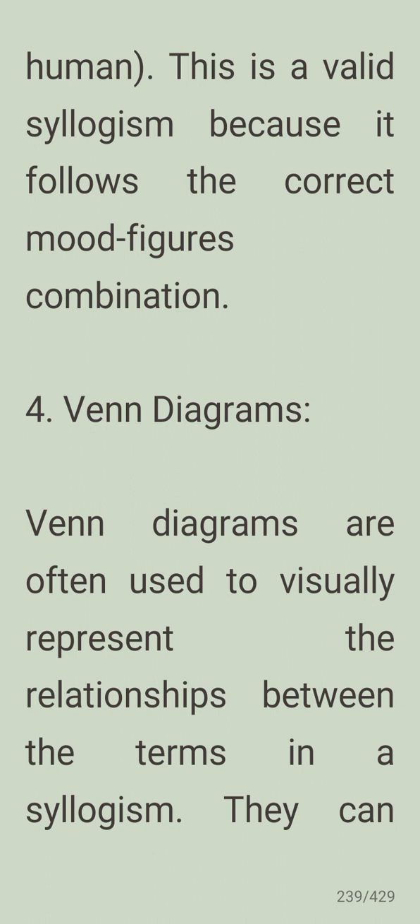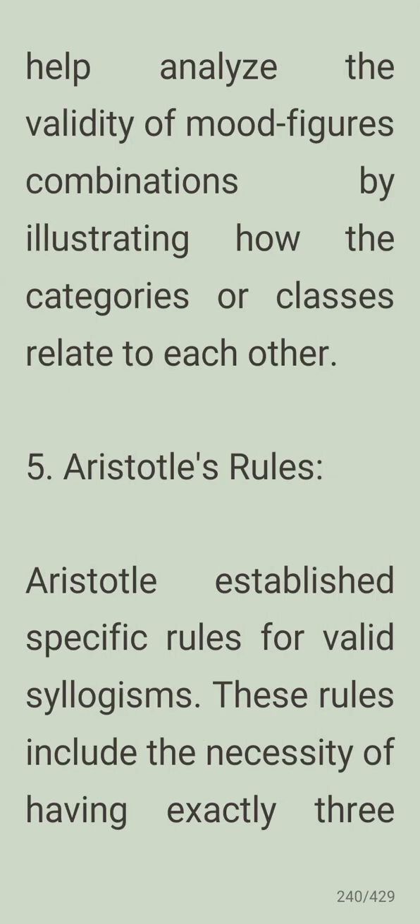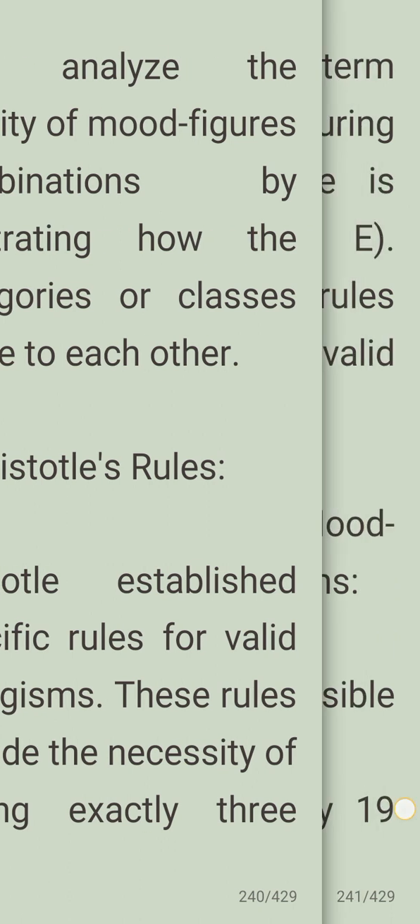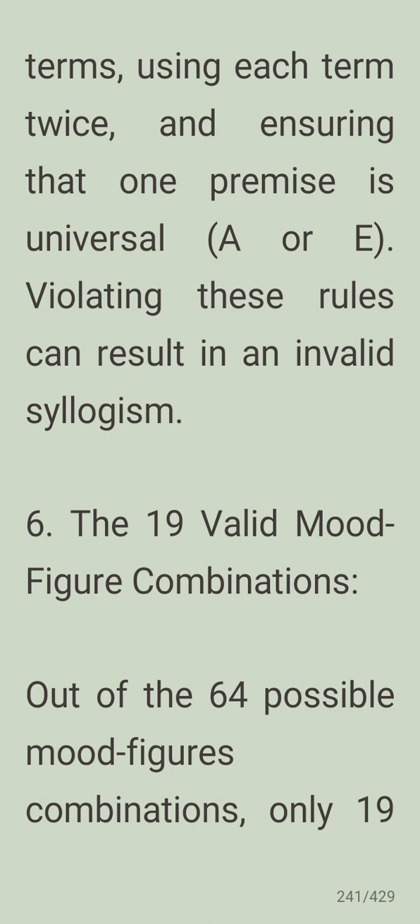Then Venn diagrams. Venn diagrams are often used to visualize and represent the relationship between the terms in a syllogism. They can help analyze the validity of mood figure combinations by illustrating how the categories or classes relate to each other. Then Aristotle's rules. Aristotle established specific rules for valid syllogisms. These rules include the necessity of having exactly 3 terms, using each term twice, and ensuring that one premise is universal, A or E. Violating these rules can result in an invalid syllogism.